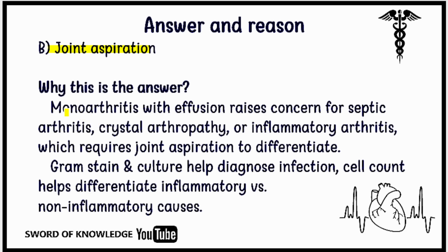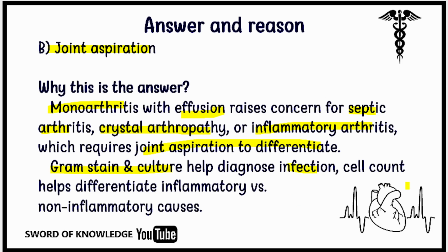As we see, the patient presents with monoarthritis with effusion. This is concerning. We have to consider different diagnoses like septic arthritis, which is the most common, or other arthropathies like crystal arthropathy, which includes gout, or other inflammatory arthritis, which require joint aspiration to differentiate between them. And after the aspiration, if we are suspecting septic arthritis, we have to do staining and culture to help in making the diagnosis of infection.